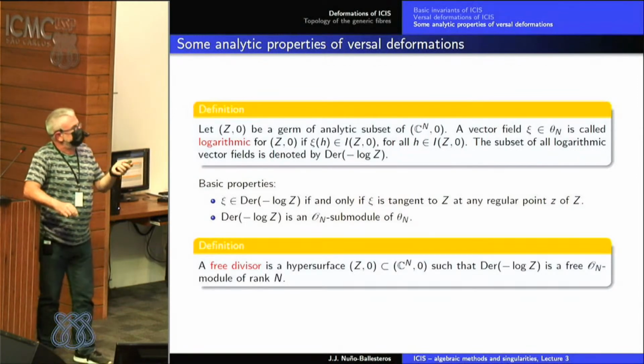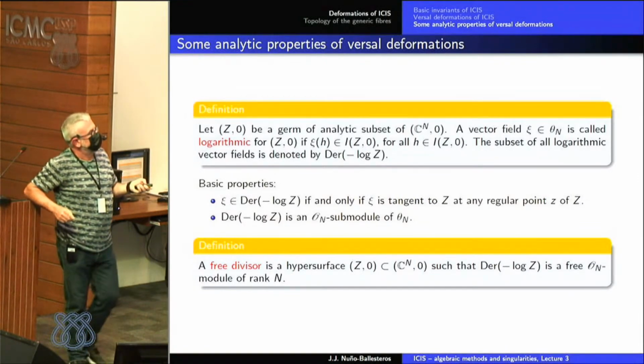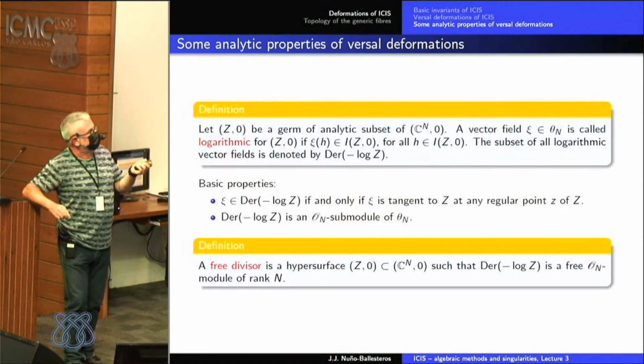And another interesting definition is the notion of free divisor. So in algebraic geometry, a divisor is a different way to say a hypersurface. So a free divisor is a hypersurface such that the module of logarithmic vector fields is a free module of rank n. When this module is free, this is called a free divisor. Okay. This notion was also introduced by Saito. This is an important definition.